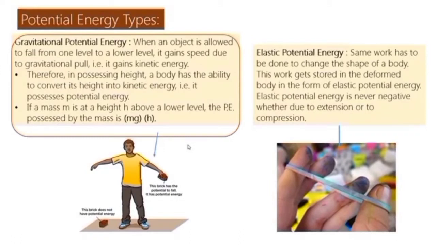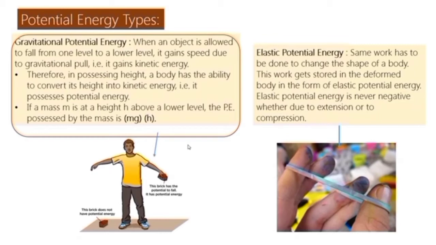Gravitational potential energy. It is when an object is allowed to fall from one level to a lower level. It gains speed or kinetic energy due to gravitational pull. So therefore, in possessing height, a body has the ability to convert its height into kinetic energy out of the potential energy. If a mass m is at height h above a lower level, the potential energy possessed by the mass is mass times gravity times height.